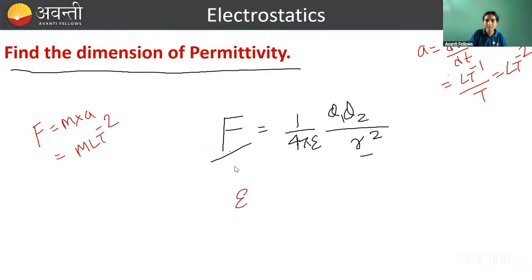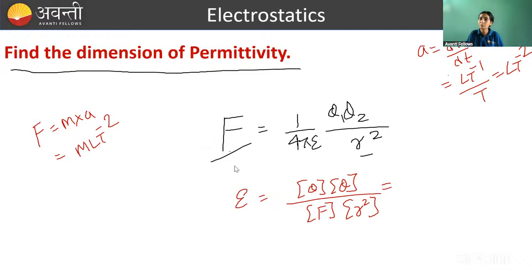अब देखो एप्सिलन का डायमेंशन किसके बराबर होगा? पहले तो ये लिख लो. एप्सिलन का डायमेंशन होगा डायमेंशन ऑफ चार्ज, अगेन डायमेंशन ऑफ चार्ज, डिवाइडेड बाय डायमेंशन ऑफ फोर्स, डिवाइडेड बाय डायमेंशन ऑफ डिस्टेंस का स्क्वायर. सो चार्ज का डायमेंशन हम कैसे लिखते हैं? एम्पियर इज बेसिकली दैट इज फंडामेंटल यूनिट.